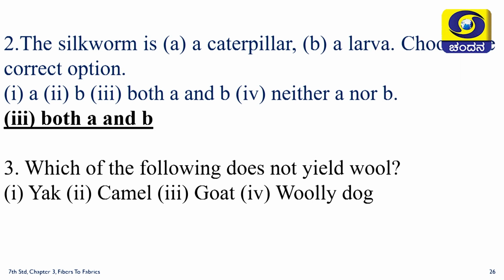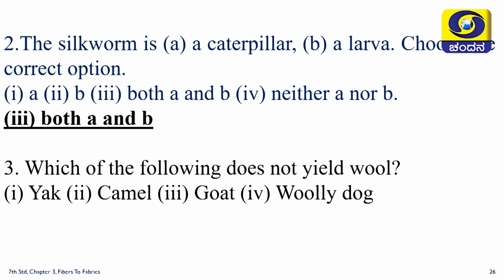Which of the following does not yield wool? Yak, camel, goat or woolly dog? You can answer easily, students. Which of the following does not yield wool? Yak. Yes, we can extract wool from yak, camel.